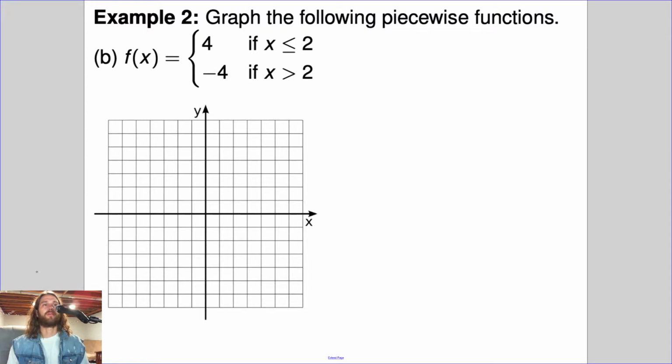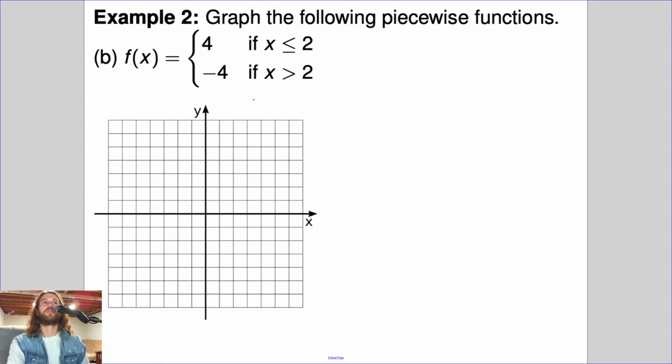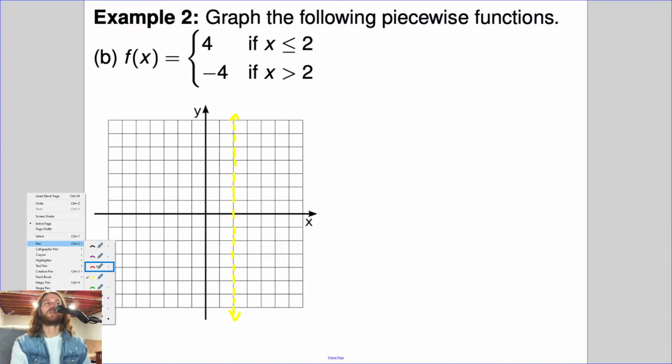Graph the following piecewise function. Start with our boundary. This time our boundary is not at 0. It switches functions at 2. 2 is the boundary. So I'm going to put a vertical line here at 2. Okay, and then I'm going to think about what my two functions look like.